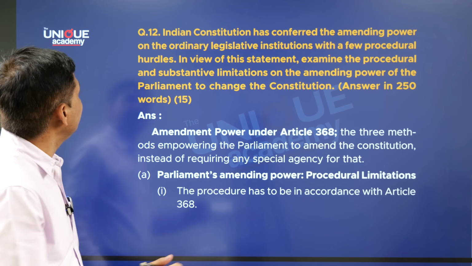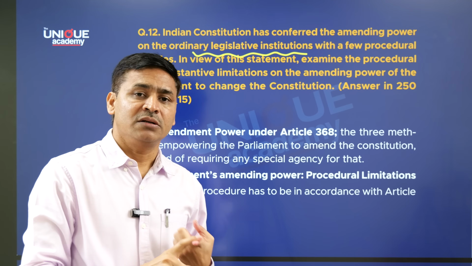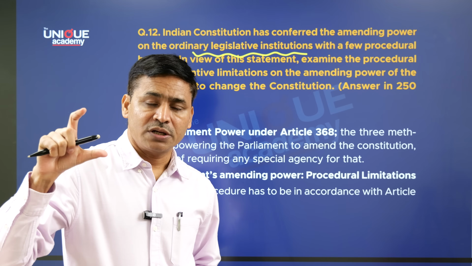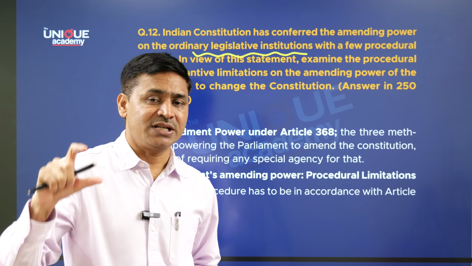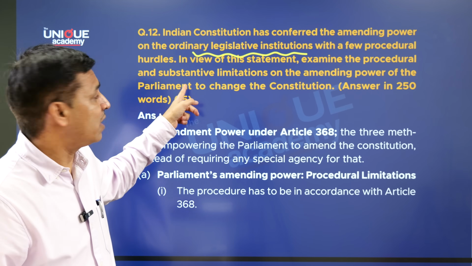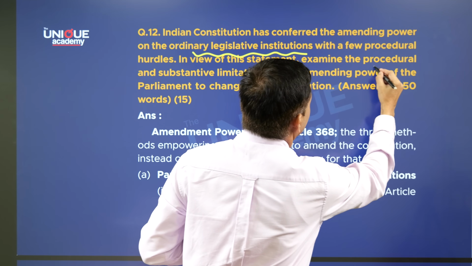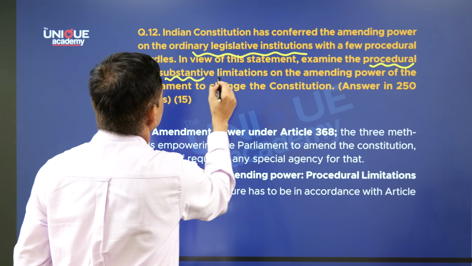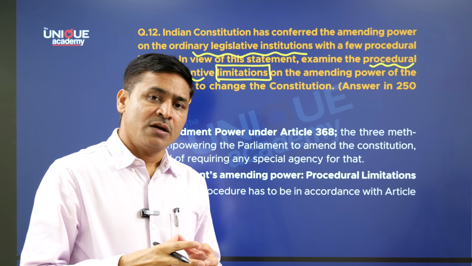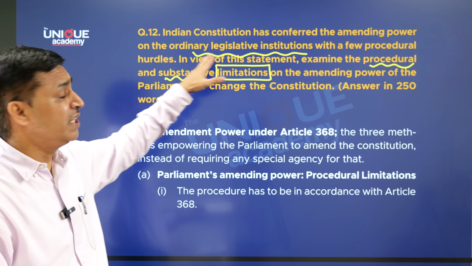What? The ordinary legislative institution. And Parliament is the main legislative institution, and in connection with the federal issues, there is also participation of the states, at least half of the states, we know for sure, with a few procedural hurdles. In view of this statement, examine the procedural requirements, and the second part focuses on explanation of the limitations. So yes, the power, the authority to amend the constitution is conferred upon what? The ordinary legislative institution.